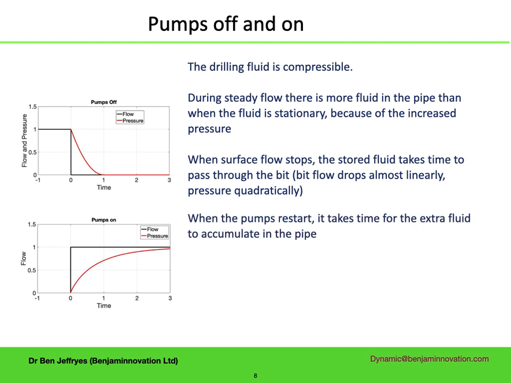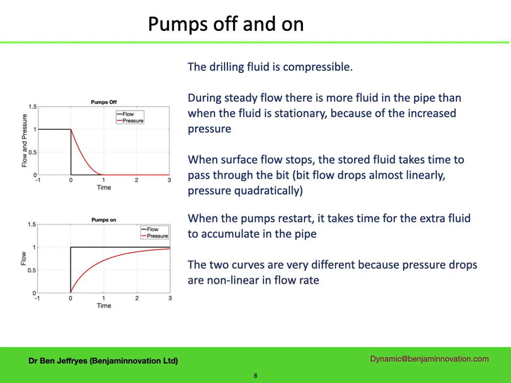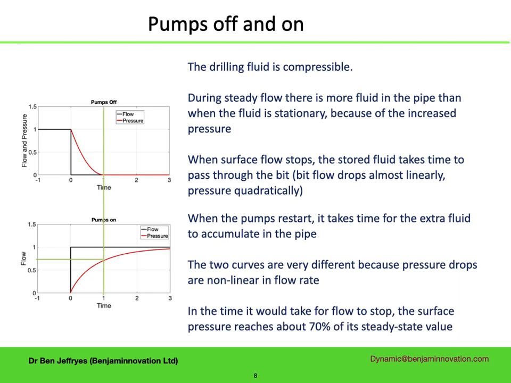When the pumps restart, it takes some time for the extra fluid to build up inside the pipe. If the system were linear, the two curves would be mirror images, but because pressure drops are quadratic, not linear in flow rate, they're different. In the time for the flow to stop and pumps off, in general, surface pressure is just over 70% of the final steady state value at pumps on.